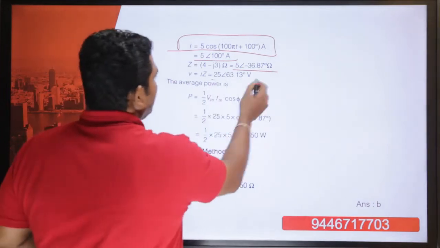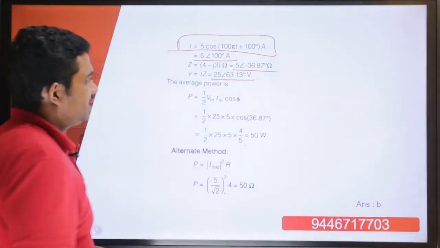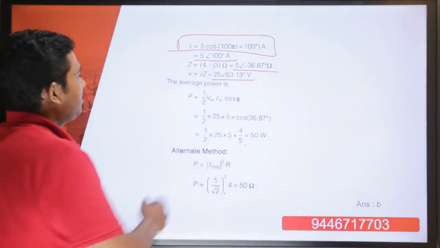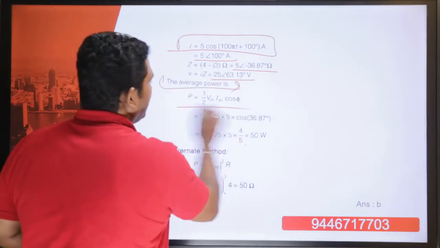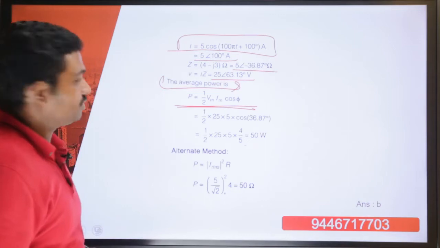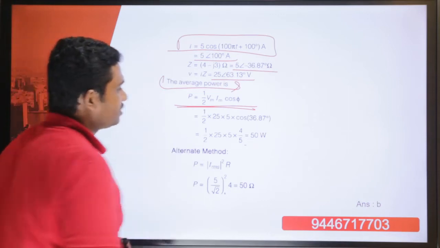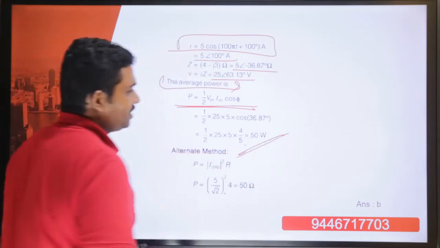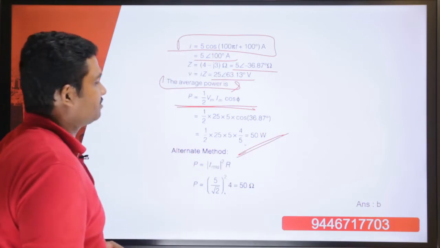What is V? V is equal to I into Z. So we have got the voltage. So the average power equation is half Vm Im cos phi. Substituting the values into this, you will get the answer as 50 watts.